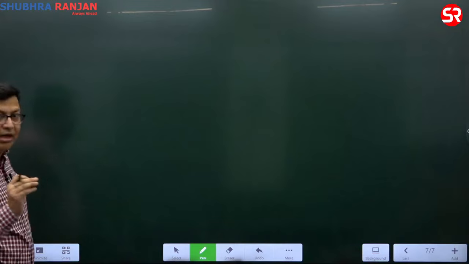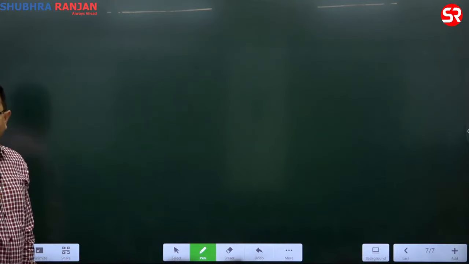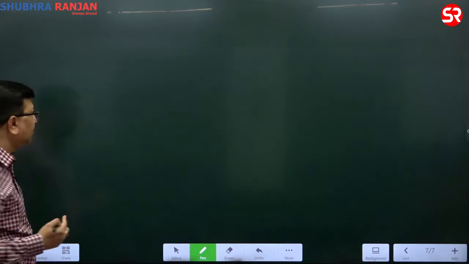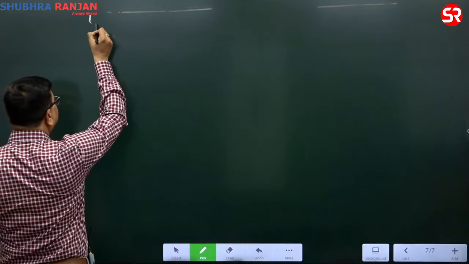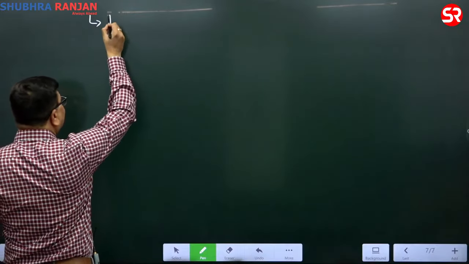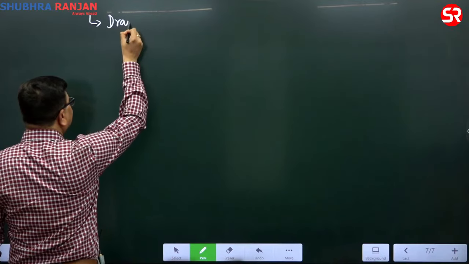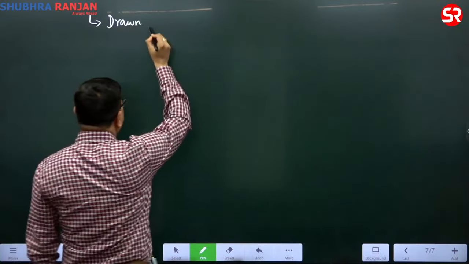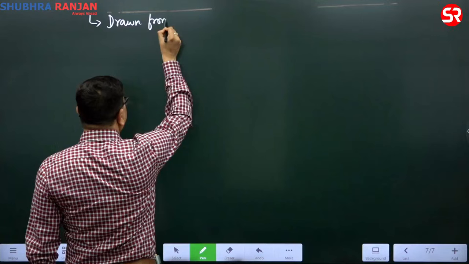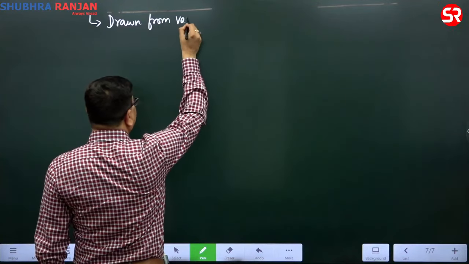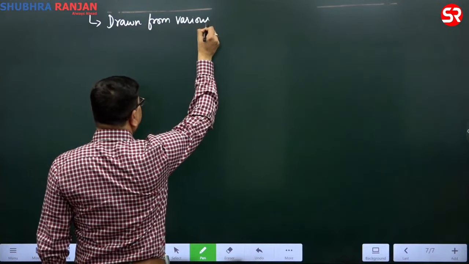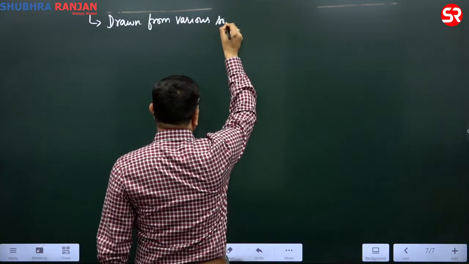Now, coming to the next aspect, that will be another feature of the Indian Constitution. It has been drawn from various sources. The Indian Constitution has been drawn from various sources.